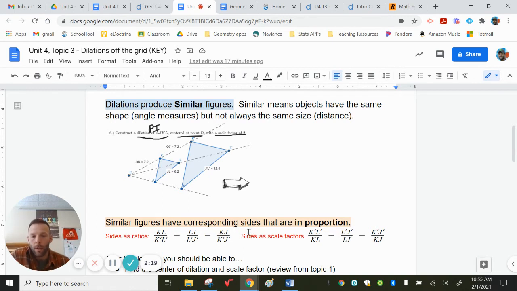So we've got to make sure that we're consistent when writing our ratios in our proportion, and also that we have corresponding points and sides matching up with each other.